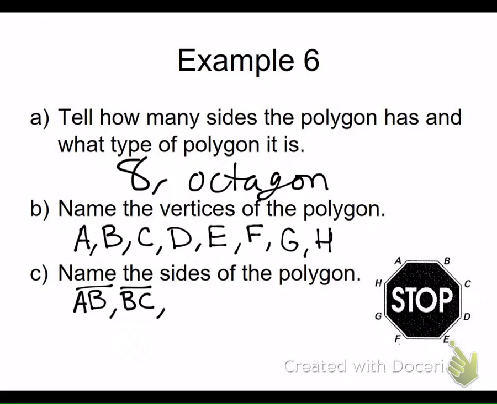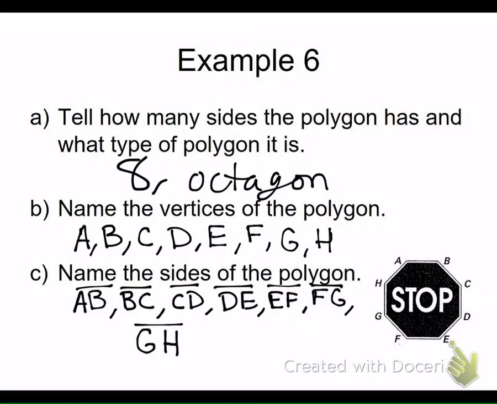BC, then what? CD. DE. EF. FG. GH. And then everyone kind of forgets to finish it off. You still got to go back to A, right? So HA. So it's the same letters as up here. You just have to do 2 at a time because sides are from one vertex to the other. Okay? I'm actually going to leave this on the board while you work on your homework because I think it might help you with that last problem on your worksheet.